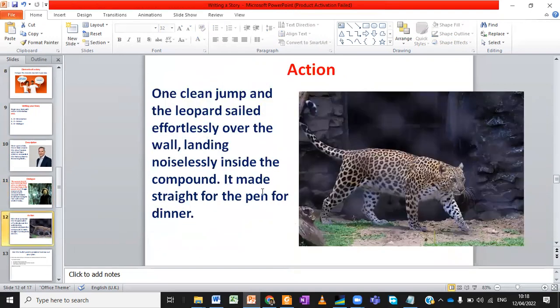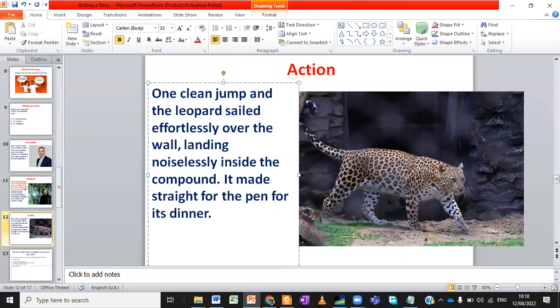The 3rd one, action. You can start your story using action. One clean jump and the leopard sailed effortlessly over the wall, landing noiselessly inside the compound. It made straight for the pen for his dinner. You see, when you do this, people will be wondering, wow, there will definitely be an attack. The leopard wants to attack its prey. And for the fact that the leopard landed inside the compound, maybe somebody might be there waiting to kill it. So you're already expecting action right from the beginning of the movie.